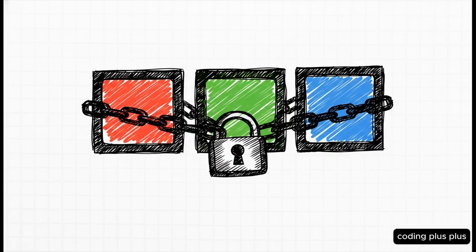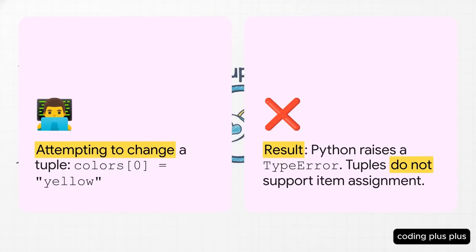You can't add to it, you can't remove from it, and you definitely cannot change any of the items already inside. And what happens if you try to break that rule? Let's see. We're trying to do the exact same thing we did with our list. Change the item at index 0. But this time, Python stops us cold and throws a type error.